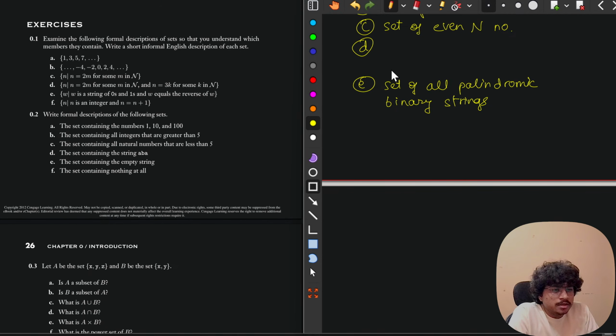For the D part, n equals 2m for some m in N, and n equals 3k for some k in N. Both lie inside the natural number set, and the members are multiples of the LCM of 2 and 3. So 6. The set of all multiples of 6.